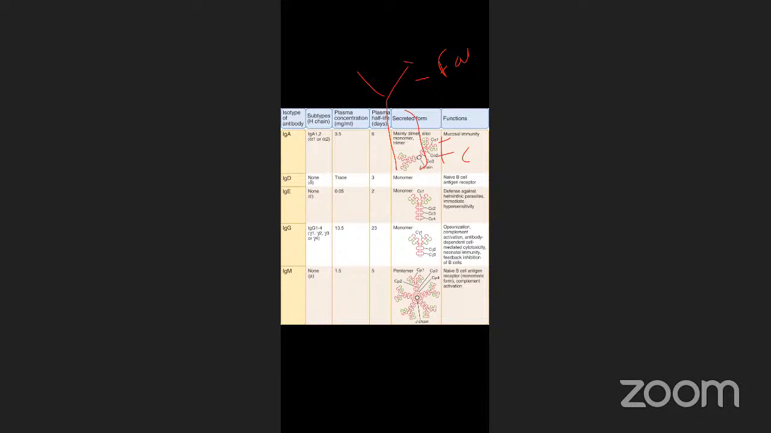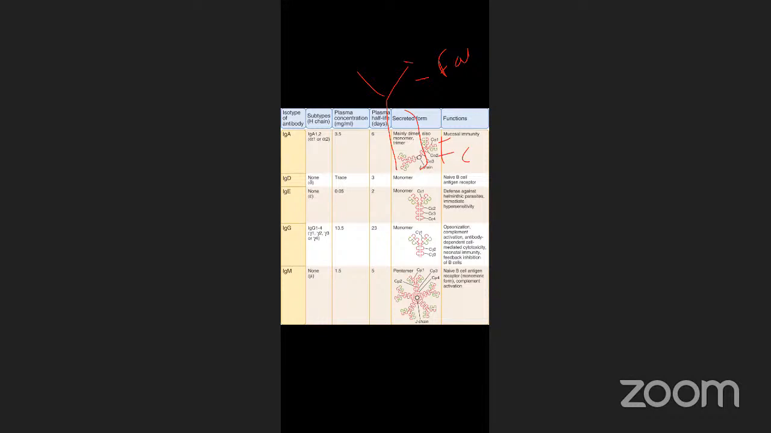If the antibody contains the alpha heavy chain, we call it immunoglobulin A. If the antibody contains the mu chain, we call it immunoglobulin M. If it contains the epsilon heavy chain, we call it immunoglobulin E. If the antibody contains gamma, we call it immunoglobulin G. The name is given based upon the name of the heavy chain.